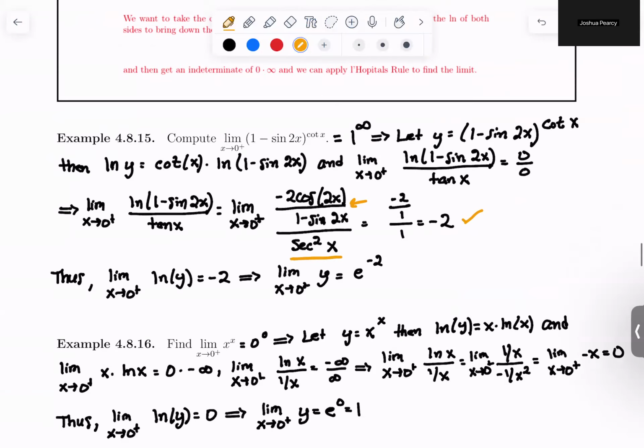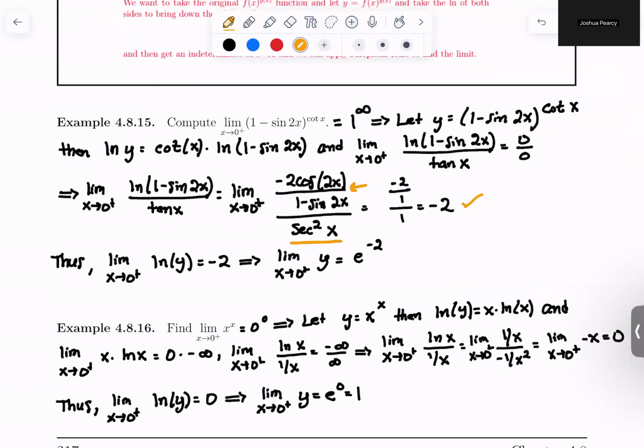So this says that the limit as x goes to 0 from the right of ln of y is minus 2. So we want the actual original limit of y as x goes to 0 from the right. So this is actually equal to, exponentiating both sides, e to the minus 2. So this implies that our original limit, the limit as x goes to 0 from the right of (1 minus sine 2x) to the cotangent x power, is actually e to the minus 2. So that's the first one there.